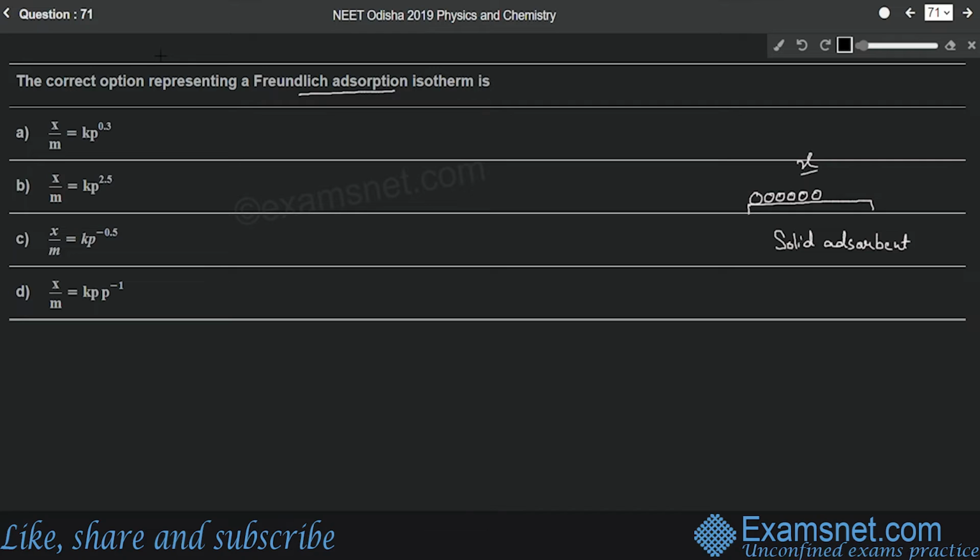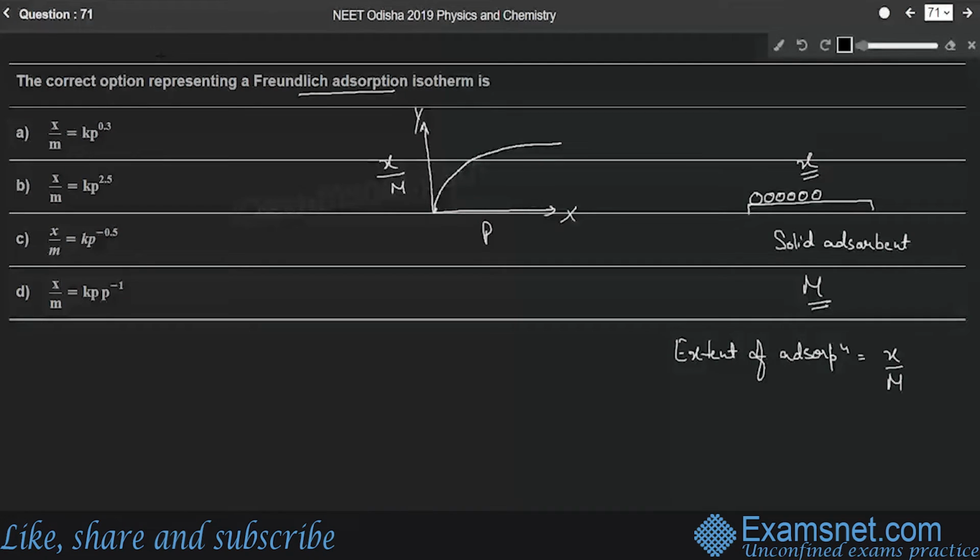Now for x mass of gas molecules adsorbed on m mass of solid adsorbent, the extent of adsorption can be represented as x by m. So extent of adsorption will be equal to x by m, right? Now if we draw a graph for this, this will be your extent of adsorption, x by m, and here we have the pressure. The extent of adsorption will vary with pressure like this. That means with increase in pressure, the adsorption will also increase. But after a certain time, it will become constant, because the surface will be filled completely. So no more gas could be adsorbed.